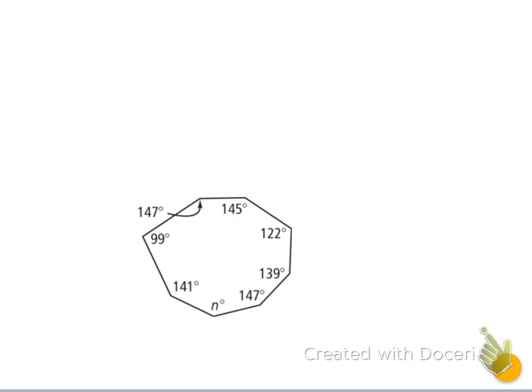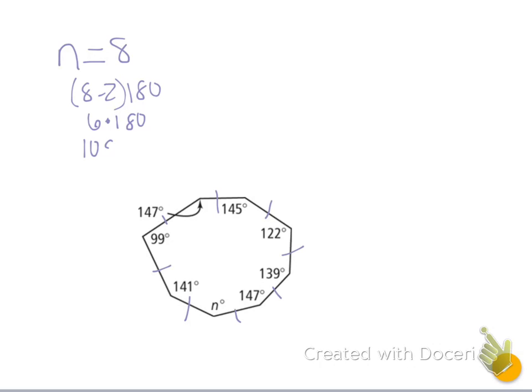Okay, my next one. Not all the angles are the same, so we're going to find the total and subtract those away from it. So I have 1, 2, 3, 4, 5, 6, 7, 8 sides this time, so my n is 8. I'm doing 8 minus 2 times 180. 8 minus 2 gets me 6. 6 times 180 gets me 1080 degrees to share. So I need to take away all of those angles.